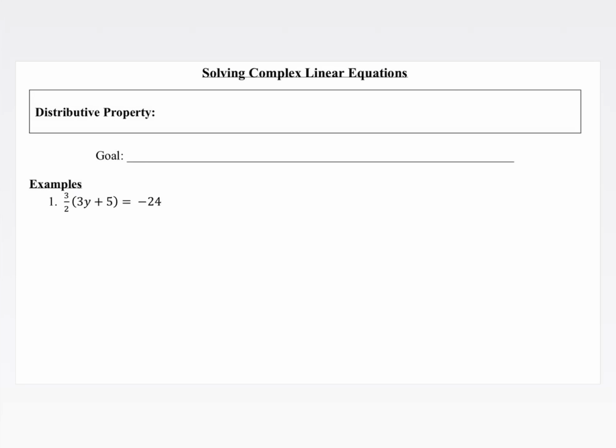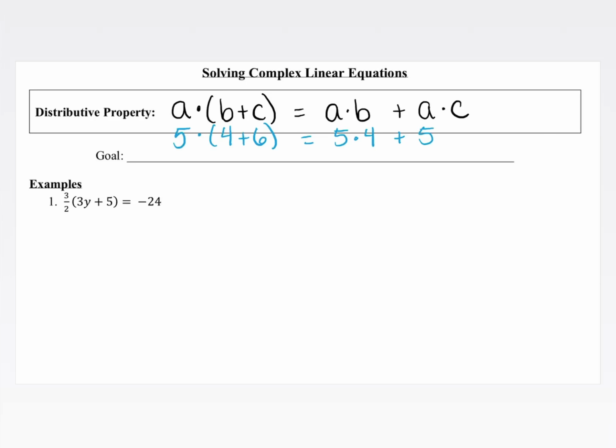Let's begin. As a reminder, the distributive property is A times (B plus C) equals A times B plus A times C. And we're just treating A, B, and C as generic numbers here. If we want to use actual numbers, this is the same thing as, for example, 5 times (4 plus 6) equals 5 times 4 plus 5 times 6. And remember, when simplifying that, we want to think about PEMDAS, so solve the multiplication first and then go to adding.